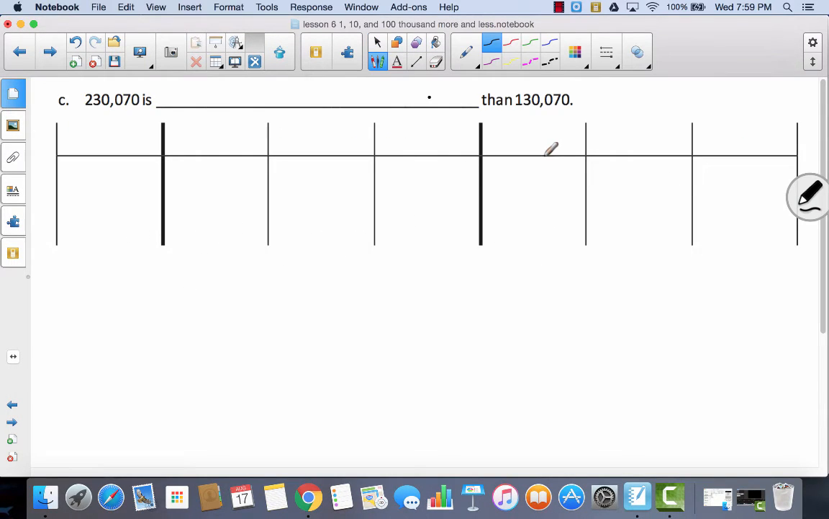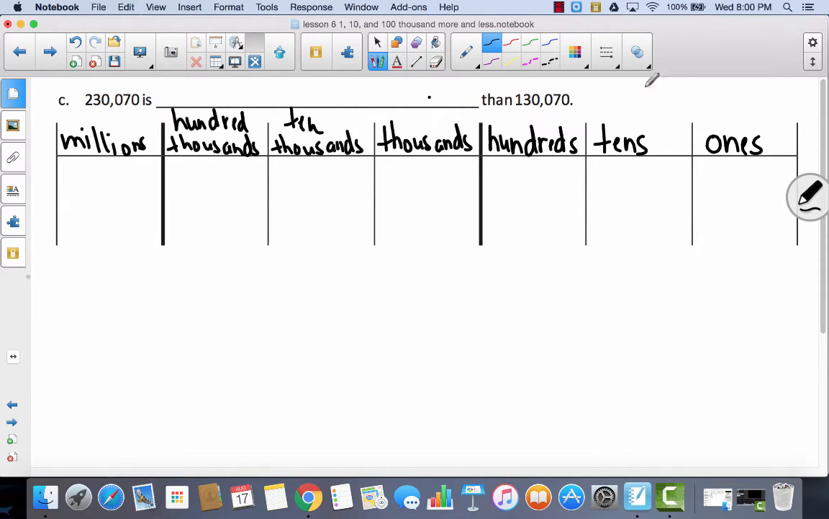Okay, now we're going to go back to the very front of your problem set, and we're going to go back to problem 1C. So I want you to go ahead and fill in your place value chart, and then come back after you've written your labels, and let's check together. Okay, so let's check our labels. Ones, tens, hundreds, thousands, 10,000s, 100,000s, millions.